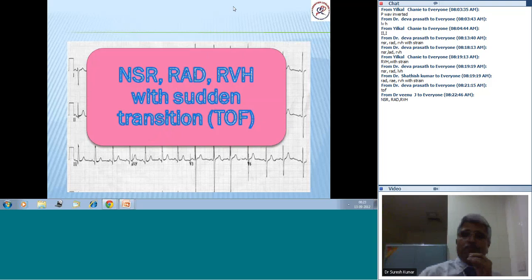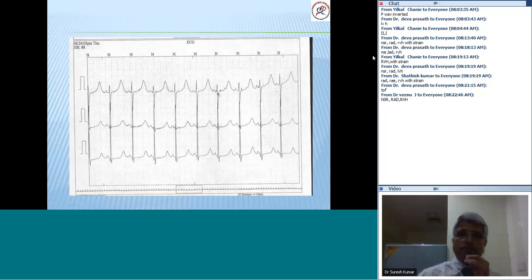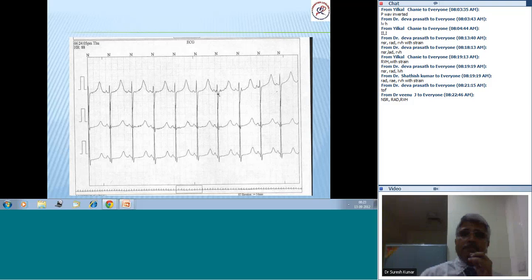Okay. Now we are moving to a different theme. What's the diagnosis in this ECG? Good, Vinu. It is QT prolongation.